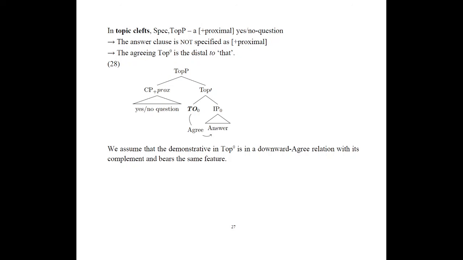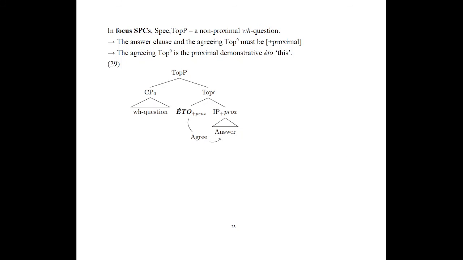So for example, in topic clefts, we have Spec TopP occupied by this plus proximal yes-no question. That means that the answer clause is not specified as plus proximal. Now we assume that the demonstrative pronoun in top head is in a downward agree relation with this complement, that is the answer clause, and bears the same feature. So if the answer clause is not specified as plus proximal, that means that the top head is also not specified as plus proximal. That means that we will choose a distal demonstrative to manifest the head, that is, that pronoun. And in focus QAPs, Spec TopP is occupied by a non-proximal wh-question. That means that the answer clause and the agree in top head must be plus proximal.